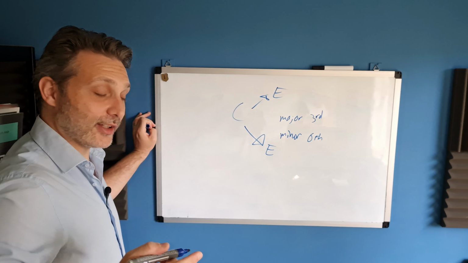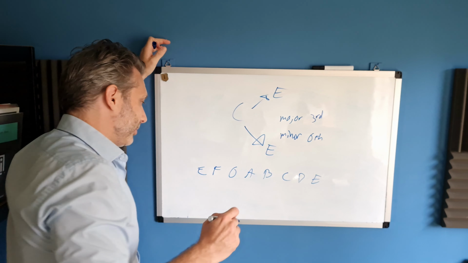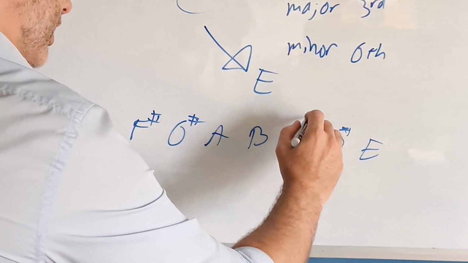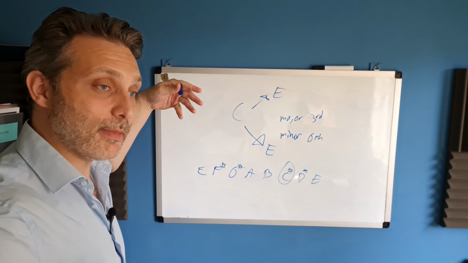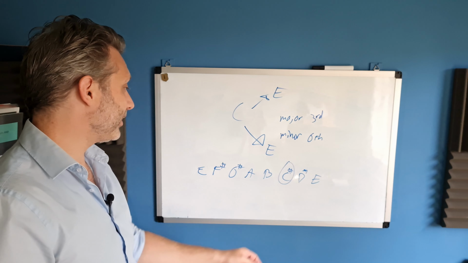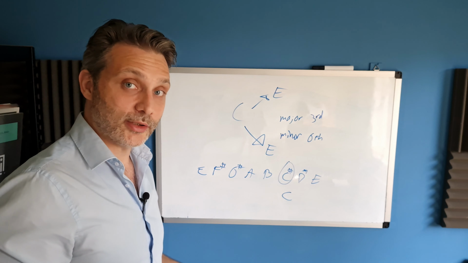Now one way you can calculate this is look at the E major scale. Then you add all the accidentals, which is of course F sharp, C sharp, G sharp, D sharp. You know C sharp would be the major sixth. In a major scale we've got a major sixth. C sharp is the major sixth. That means C is the minor sixth. This is one way you can calculate it.